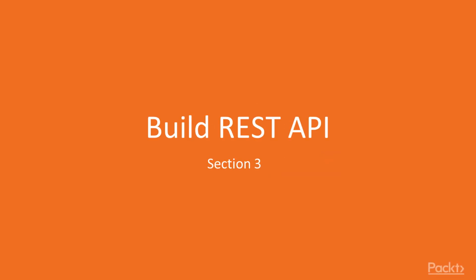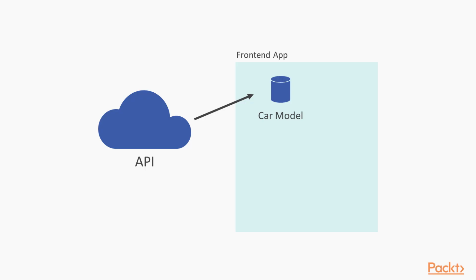Alright, next section. Now we will build the REST API, both at the front end and at the back end using Django framework. Our goal is we need to read car model configuration, and after user sets all options, save the order to database.